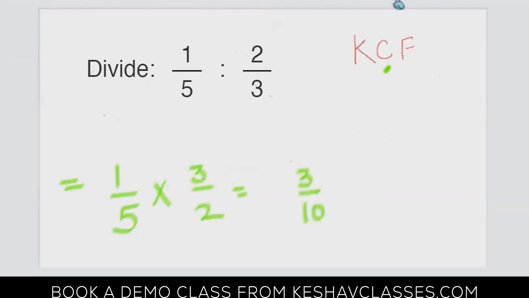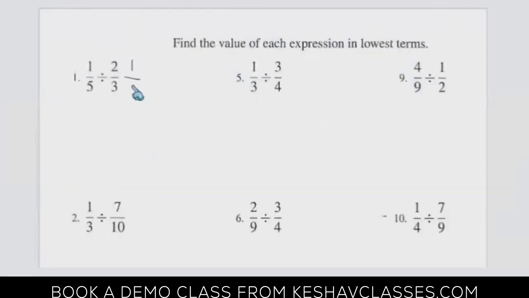Oh, yeah, I think I can do it now. This is equal to 3 by... wait, but why is it 3/10 and not 1/10? Because 1 times 3 is equal to 3. Oh, that's okay, that makes a lot more sense.